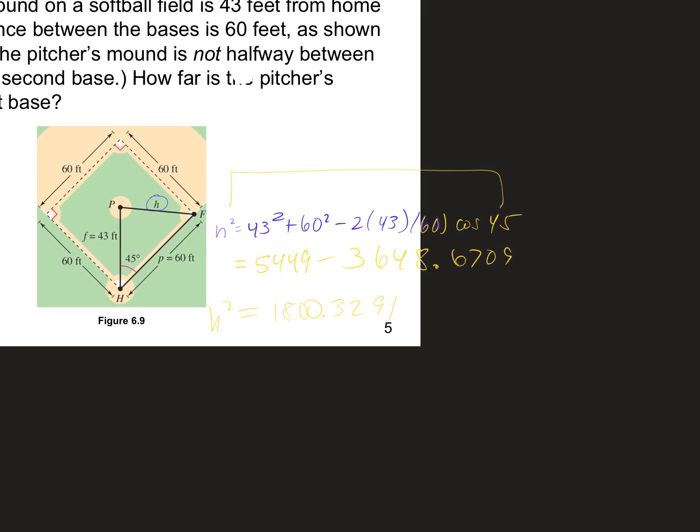Use your picture, use your context clues to see if your answer makes sense. If the pitcher's mound is 43 feet away from home plate and the bases are 60 feet apart, does it make sense that the pitcher's mound to first base would be 1,800 feet? So just look back at your information and ask, did I miss something? Did I forget something?